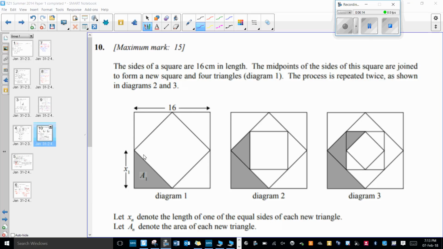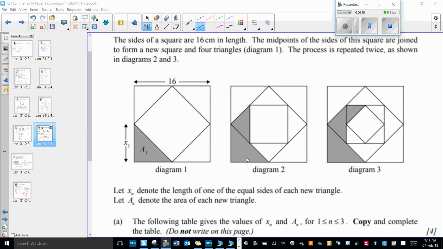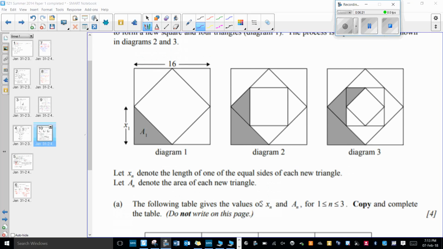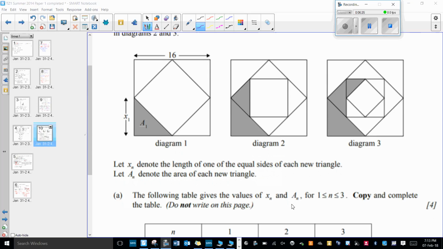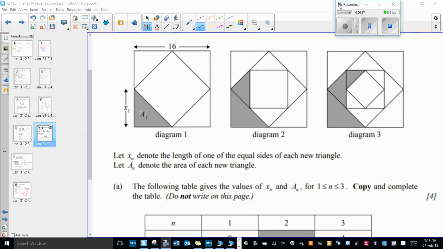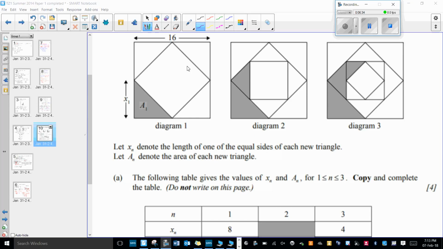Okay. Right, so the following table gives the values of xn and an. Copying complete again. Make sure that you do actually copy it. You don't just write it on here. So in diagram 1, which is x1, we can know that because this is the midpoint and when the original length is 16, this side length must be 8.